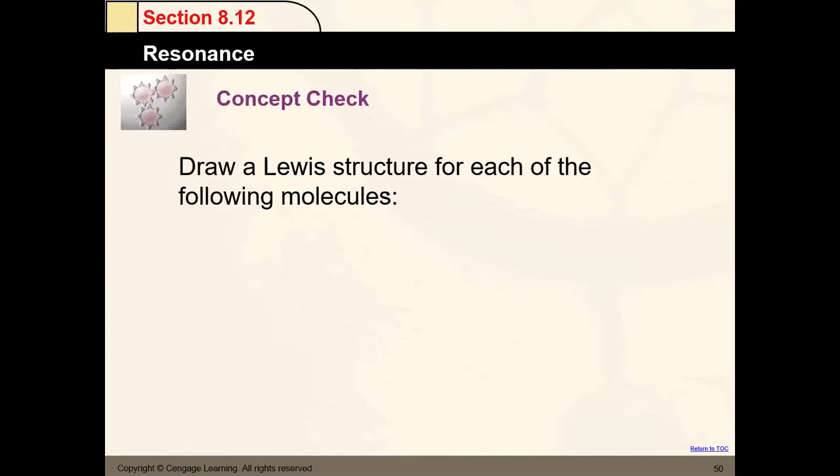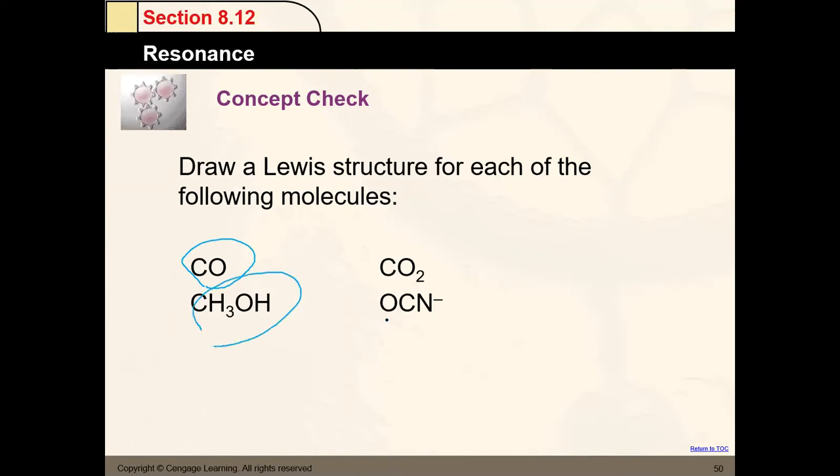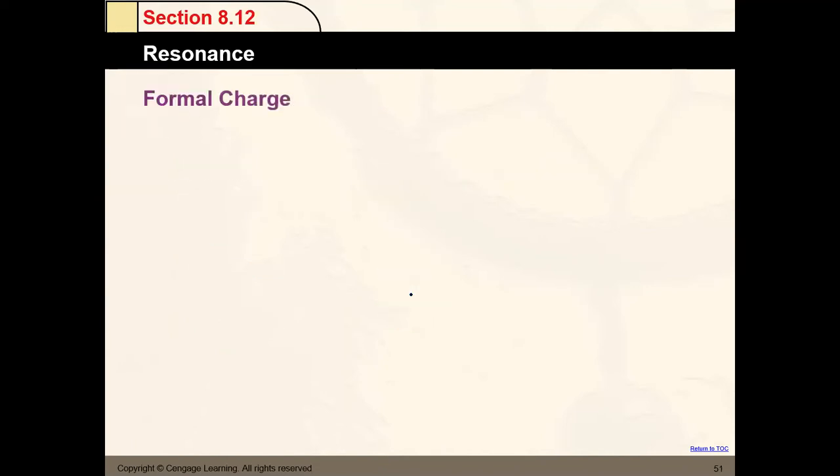Okay, so draw the Lewis structure for the following molecules. Yeah, more examples for this we will see in the solved problems part. These are bigger molecules. This is the one that we did, right? We did this one already, carbon monoxide, methanol, and then oxycyanates, carbon dioxide. We will do more of these cases later on.